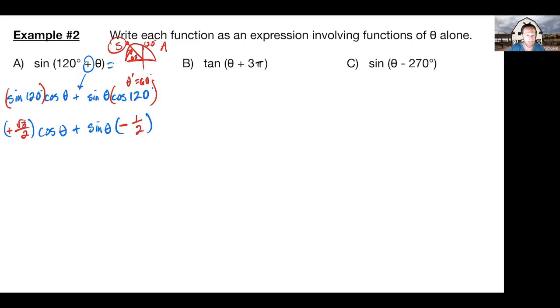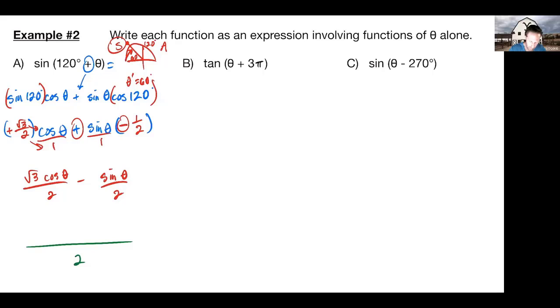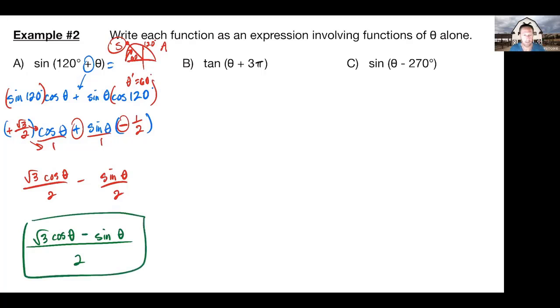So to be able to rewrite this just a bit, we can go ahead and multiply straight across, and we will get square root of 3 times cosine theta over 2. Positive times a negative will be a negative, and then the sine of theta over 2. So my final answer would allow me to keep the common denominator and rewrite it as the square root of 3 times the cosine of theta minus the sine of theta. And that's as nice as it's going to get. So go ahead and try parts B and C if you haven't already, but very similar. Just be careful with your signs.